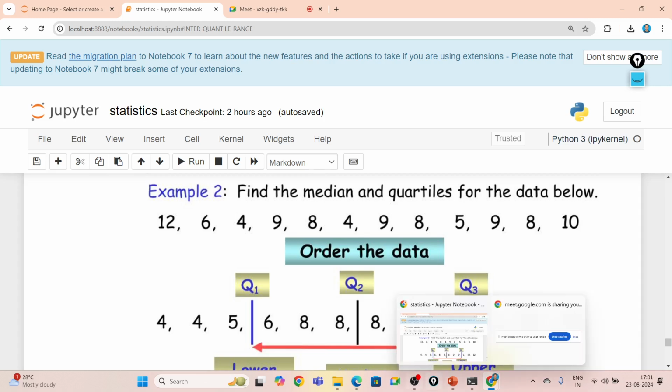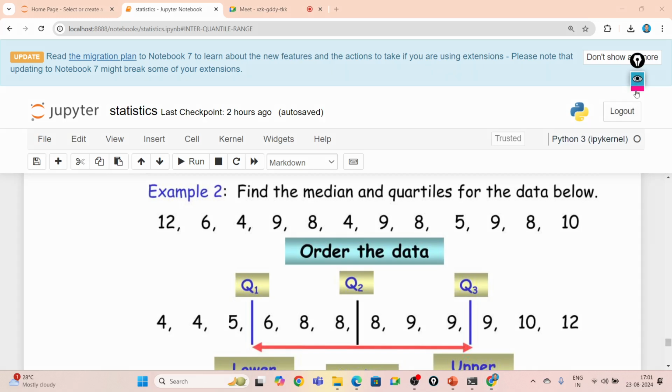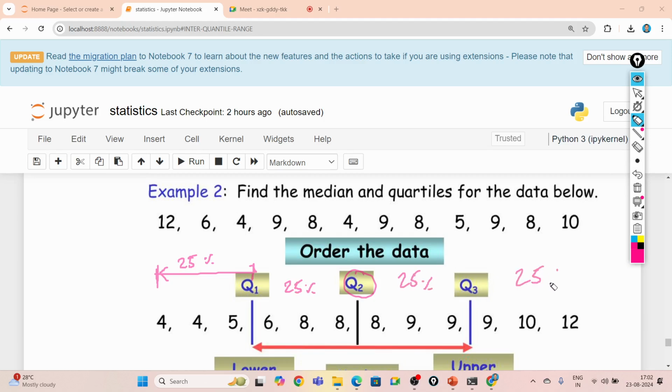What is Q1? As I just described, when you arrange the numbers in ascending order, Q1 reflects from 0. So this is your first value. 0 to this value is 25% data. You can see 4, 4, 5. Out of 12, 4, 4, 5 are 3 values. So that is 25% data. Then from this to Q2, it represents 50% data. So a total of 6 values are there. Then from 0 to Q3, it is 75% data. So this is 25, one more 25, one more 25, and lastly this is 25% data.